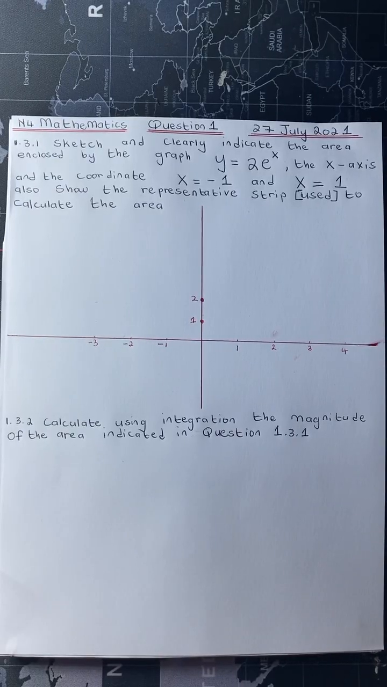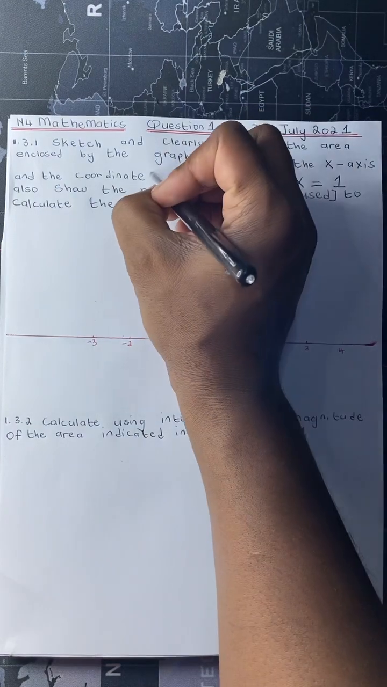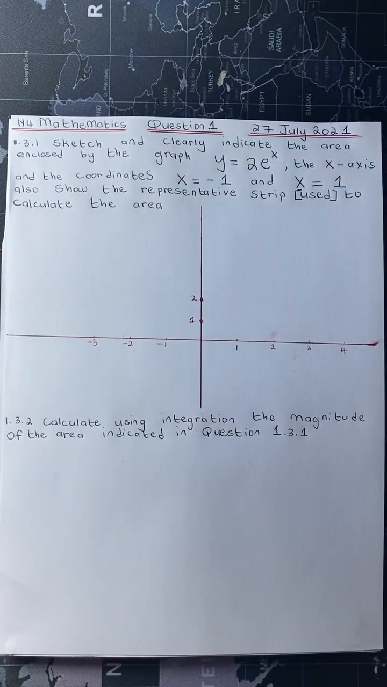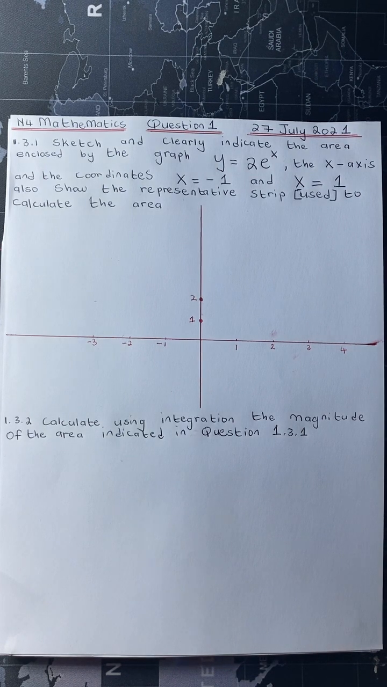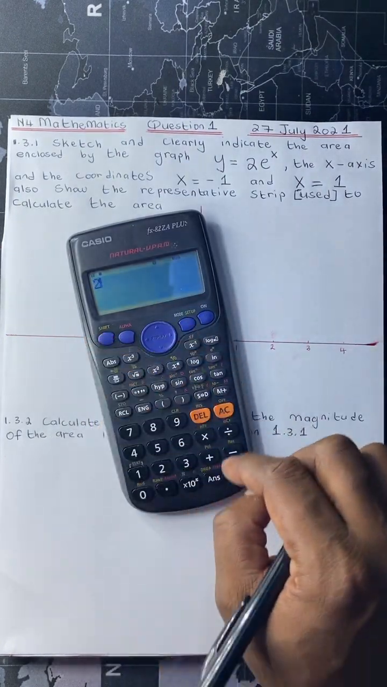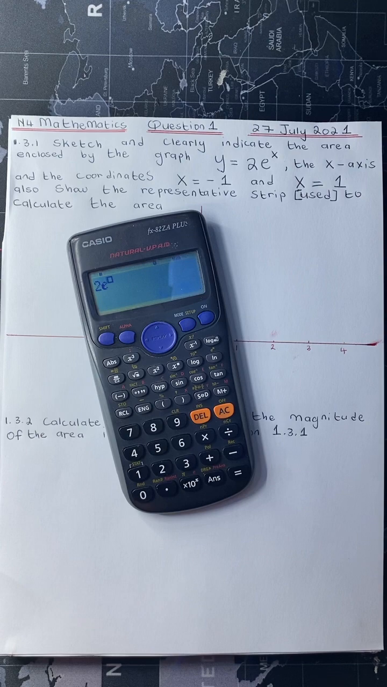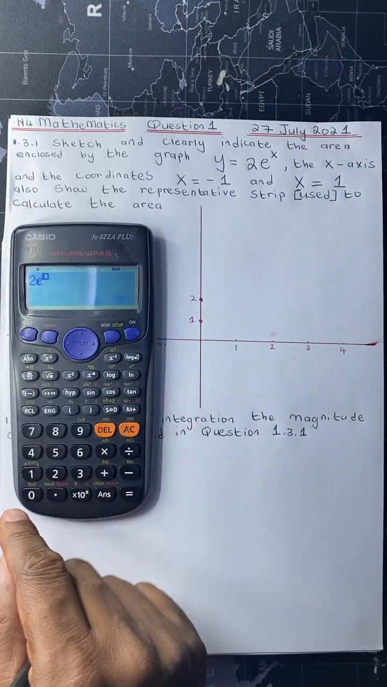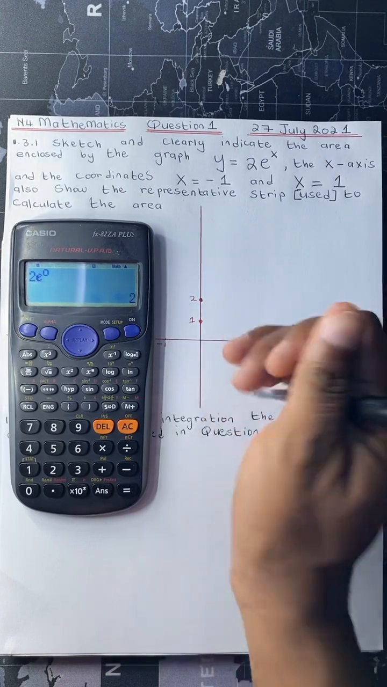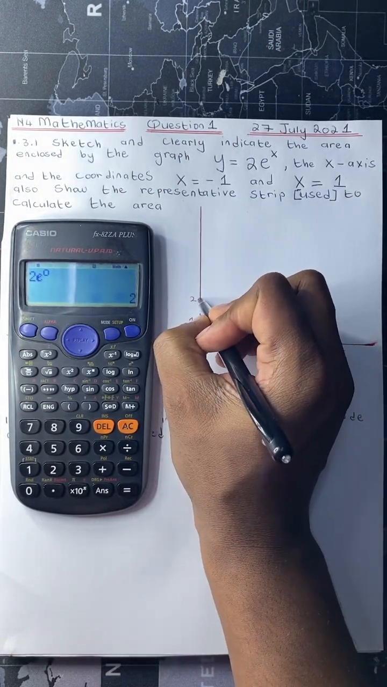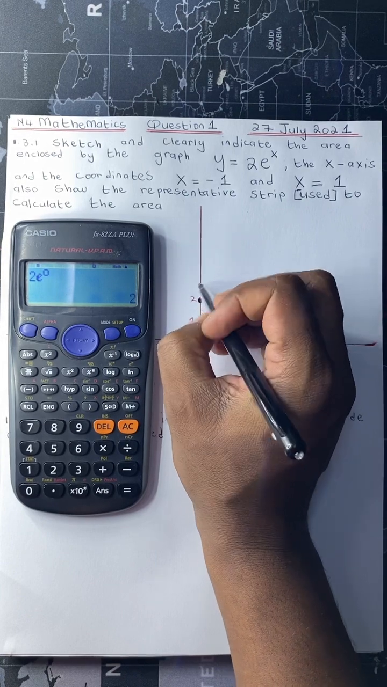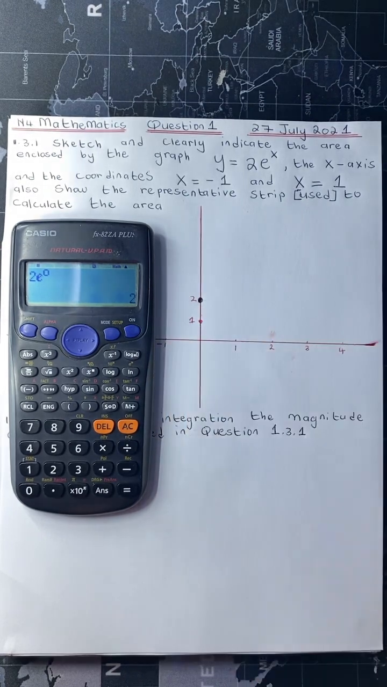Question 1.3.1, we have to sketch and clearly indicate the area enclosed by the graph y is equal to 2e to the power x, the x-axis, and the coordinates x is equal to -1 and x is equal to 1. We also have to show the representative strip used to calculate the area. So we have the graph of 2 multiplied by e to the power x. So let's say that when x is equal to 0, then y is equal to 2. So we already know that our graph is going to cut the y-axis at y is equal to 2.